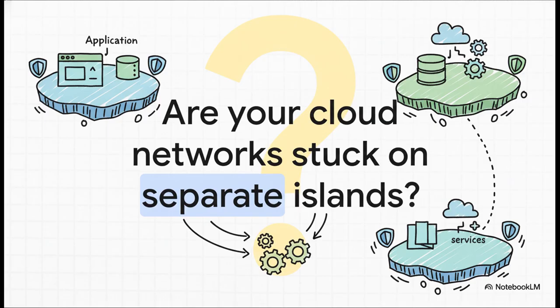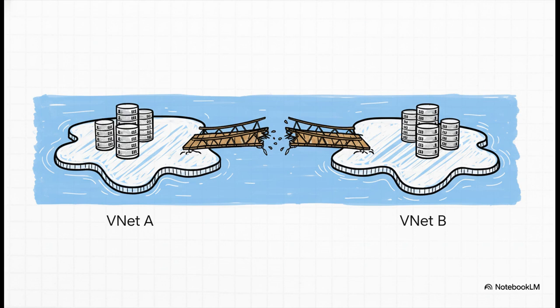So, you're building out your world in Azure. You've got your applications, your databases, your services, and you've put each one in its own secure virtual network, or VNet. It's all nice and tidy. But how do you actually get them to talk to each other? And that's the thing, right? By design, they can't. These VNets are completely isolated from one another.